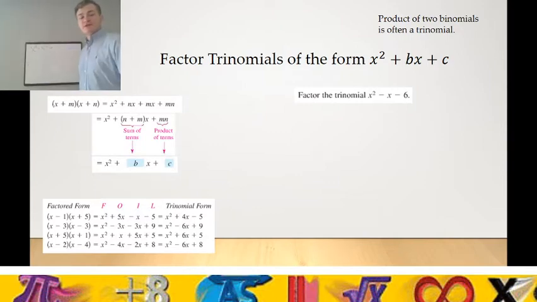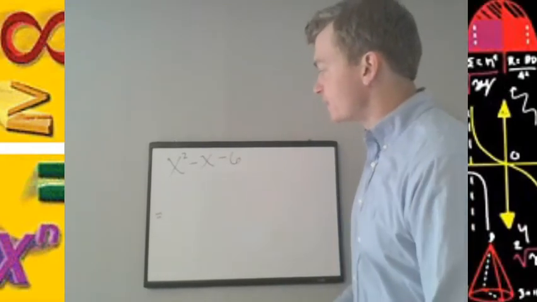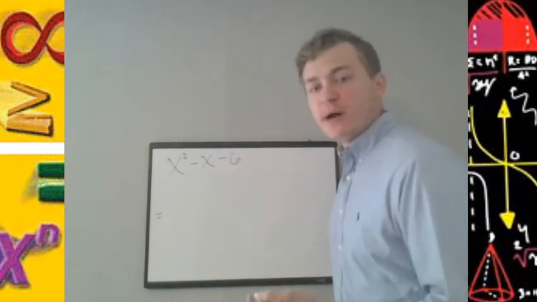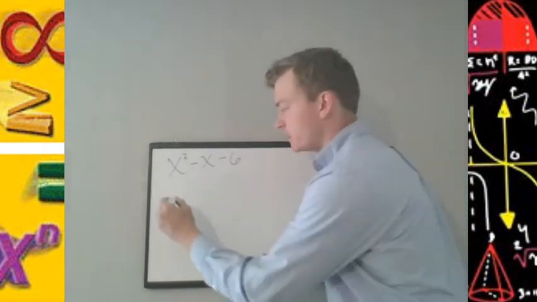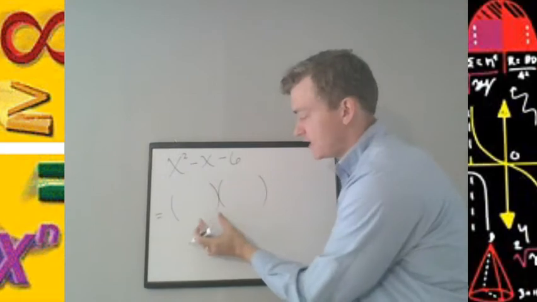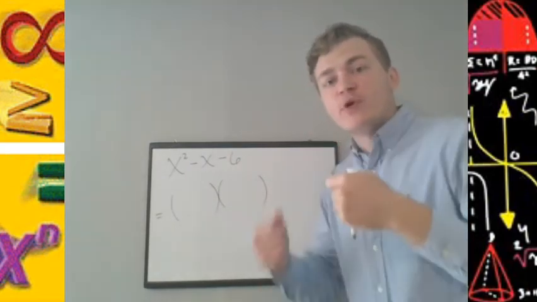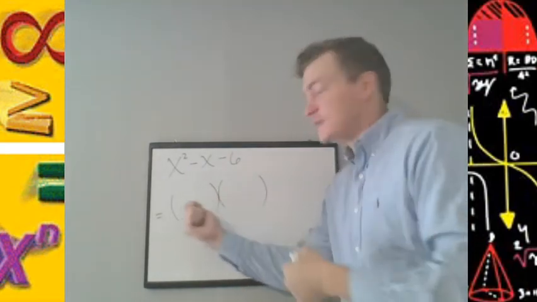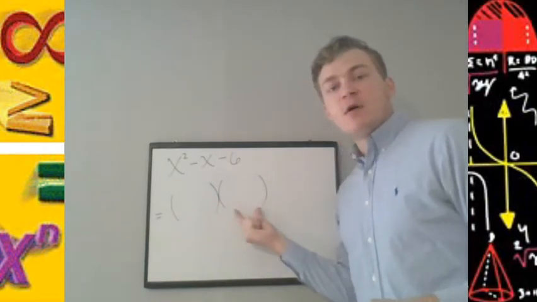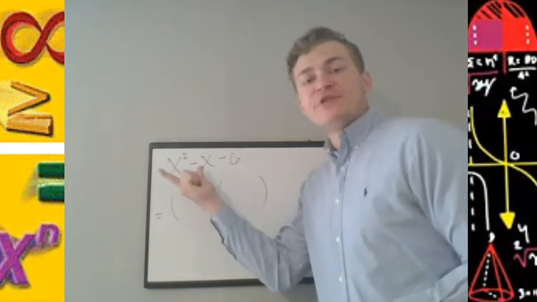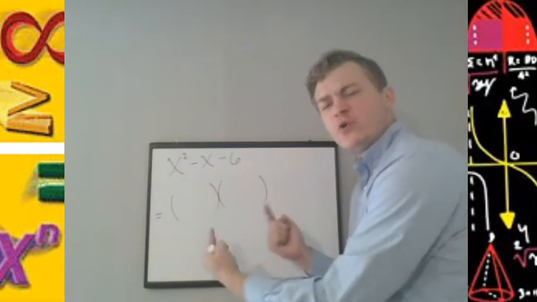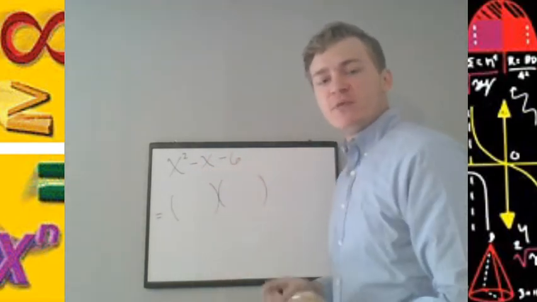Let's see if we can factor this trinomial x squared minus x minus 6. It's a trinomial. Often a trinomial is the product of two binomials. So we will start this by writing two sets of parentheses sitting next to one another. Recall that when parentheses are touching one another, it means that something's multiplying something else. So we're going to have something here multiply something here, and that would result in the trinomial x squared minus x minus 6.